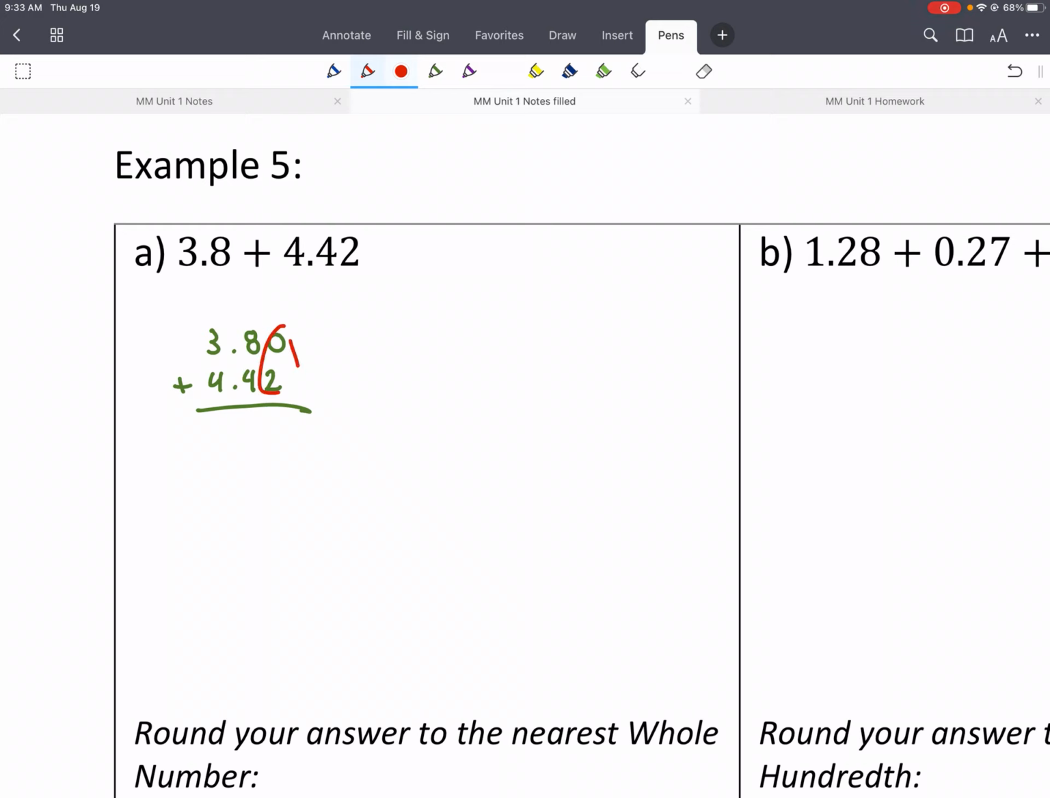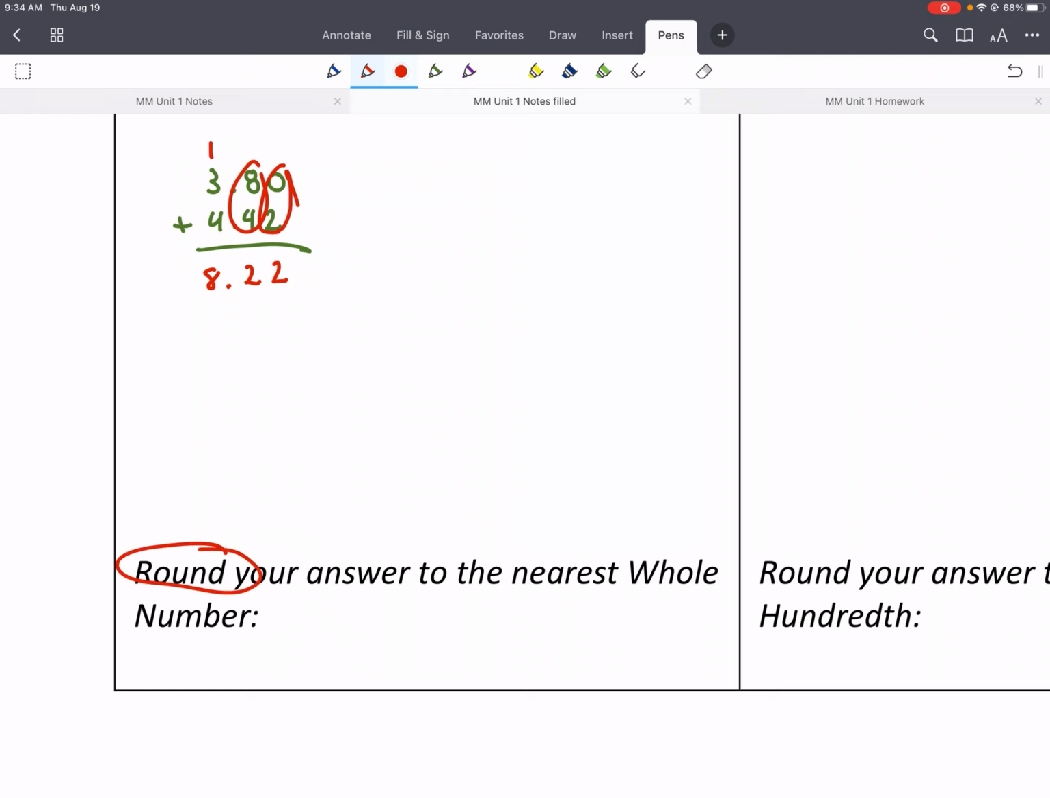So 0 plus 2 is 2. 8 plus 4 is 12. Again, we need to carry the 1. And then we'll add all those up and we get 8. What's more important to me is that you are rounding, it's just very important, okay? So round to the nearest whole number. Here's our whole number. Look to the right. 2 is less than 5, so we'll round down to 8. This value is closer to 8 than it is to 9, okay?